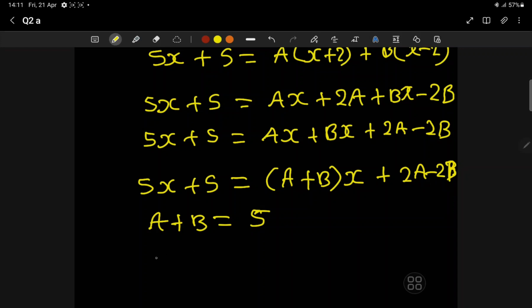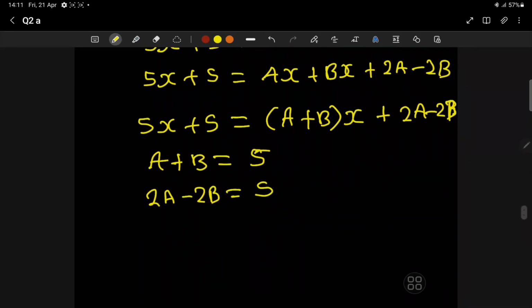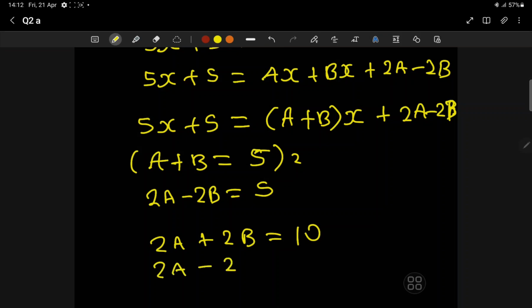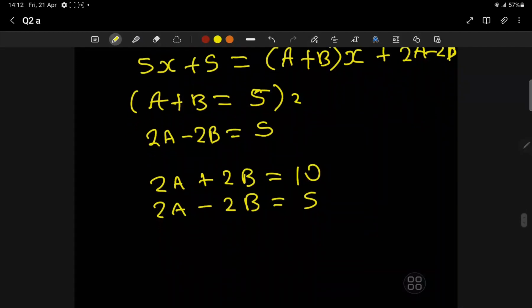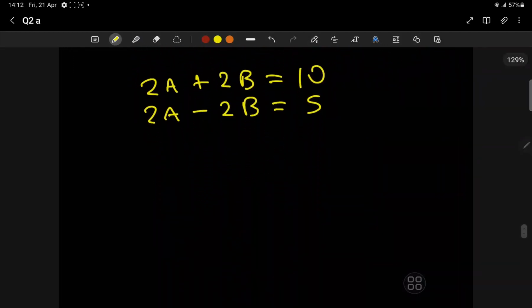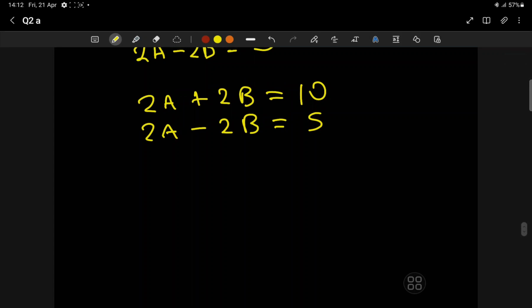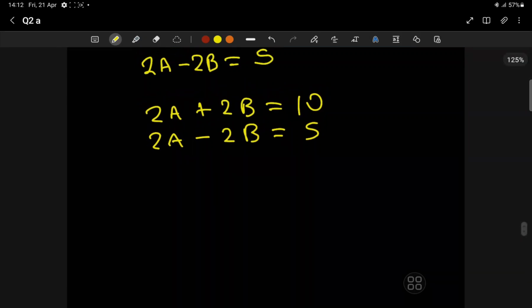Then this is a constant 5, we equate it with 2a minus 2b. So we're having 2a minus 2b is equal to 5. We can work around it now. So we can make this one have a 2. So let's say we multiply throughout by 2. It will become 2a plus 2b is equal to 10. Then 2a minus 2b is equal to 5. Then we can subtract throughout.